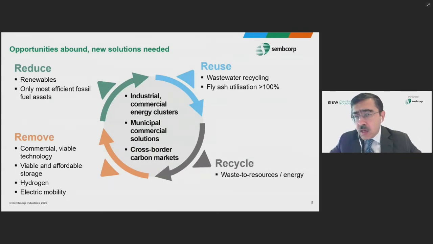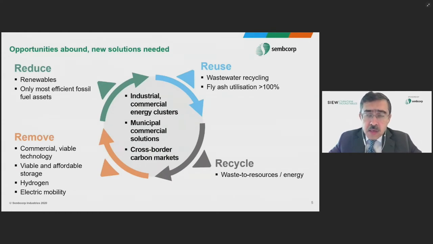But also, as you look at the other R's around reusing and around recycling, we look beyond the energy cycle, and certainly at SEMCOP we think a lot about it. We are one of the major players in Asia in wastewater recycling, including in Jurong Island, but in many other complexes as well. And whether it's reusing municipal wastewater for industrial uses, or it's indeed reusing industrial water in water scarce regions, we have barely, as Asia, started to tap the extent of the opportunity and the depths of what can be used.